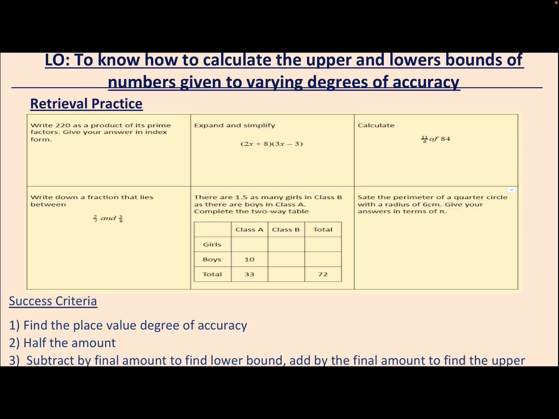The learning objective is to know how to calculate the upper and lower bounds of numbers given to varying degrees of accuracy. Here is a review practice. Make sure to pause the video and give yourself time to answer these questions.